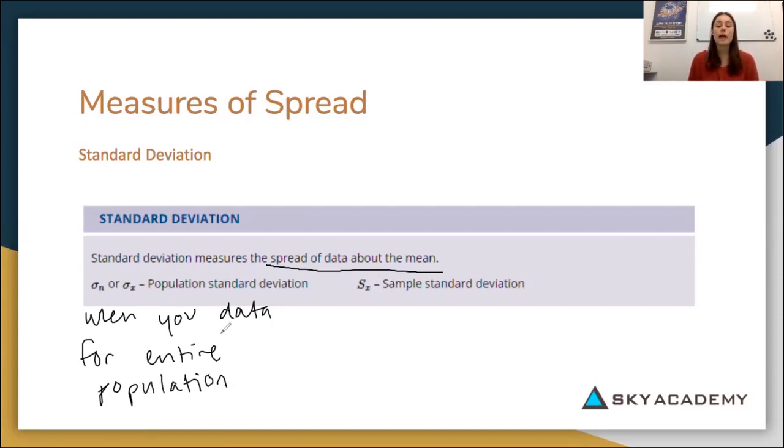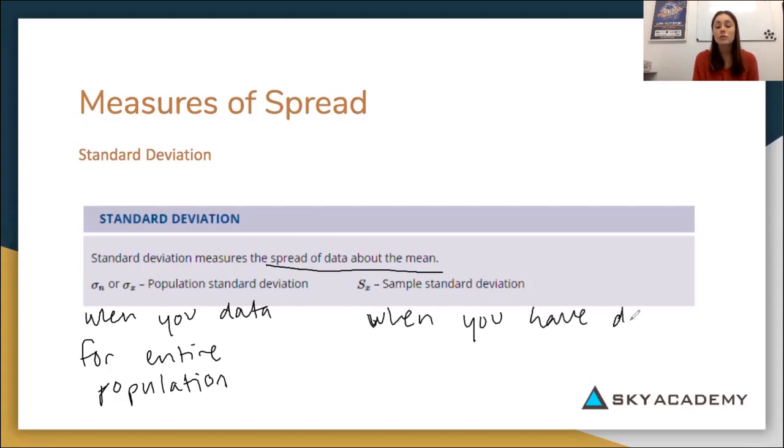So say out of the people who visited Coles today, say Coles in Erina Fair, you have the data of how many things they bought for every single person who visited that shop. So for everybody between the opening hours to the closing hours, you have the data from everybody who entered that store. Whereas the sample deviation is when you have data from a group or a sample of the population.